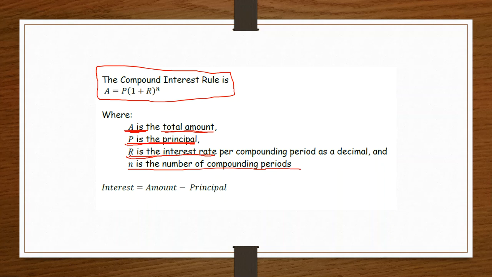And in this form, capital R, you can see that it's actually as a decimal. In the examples, I'm going to talk about it as a percentage and as a fraction. And if we calculate the interest, we find the amount take away the principal. The difference between the before and after tells us the interest.